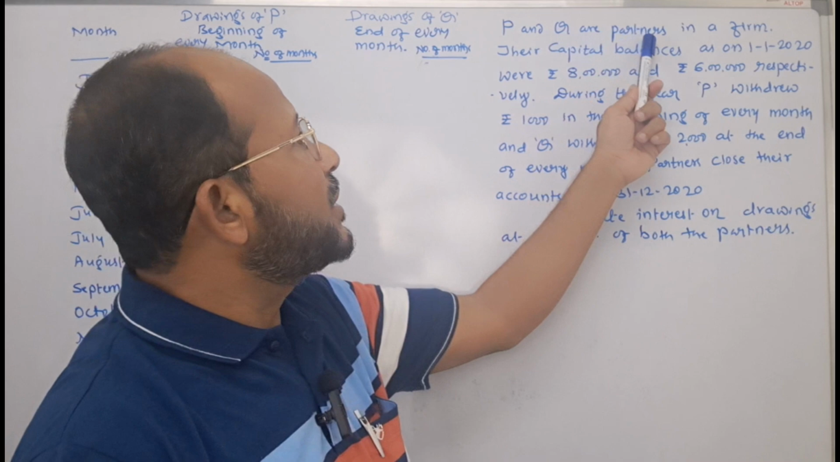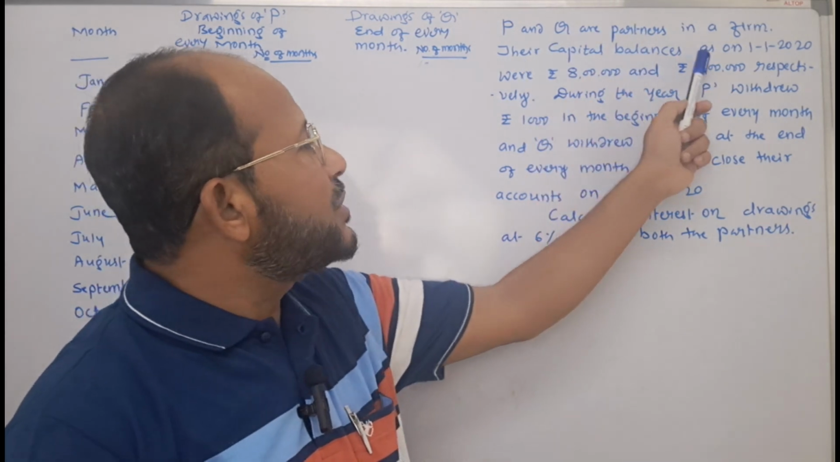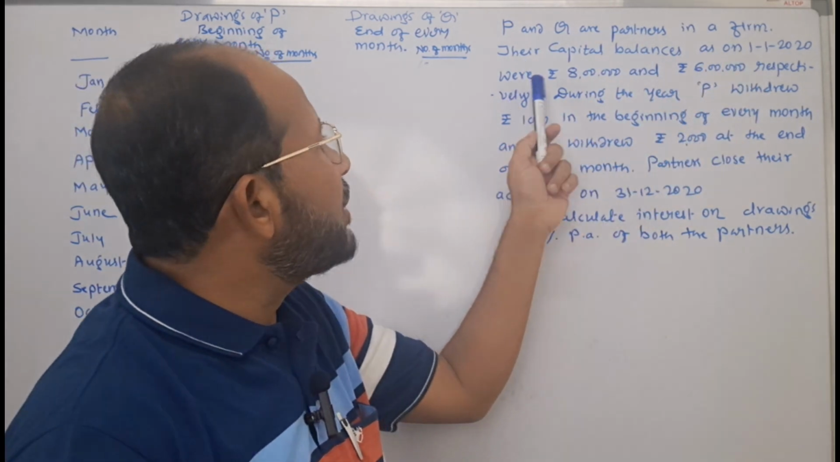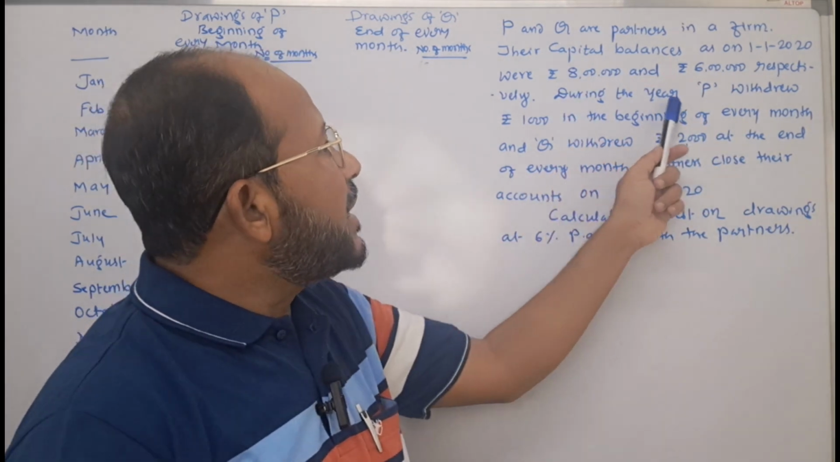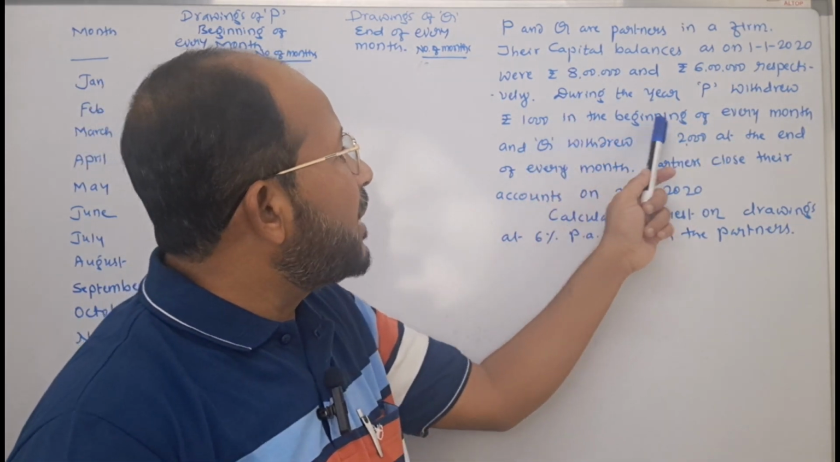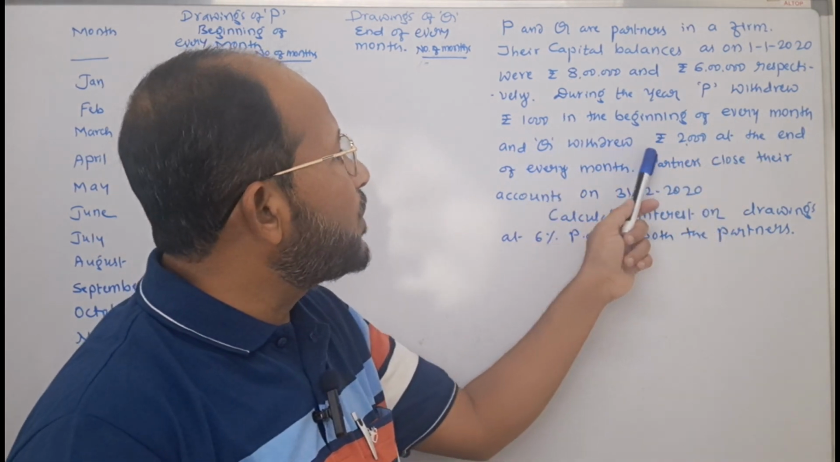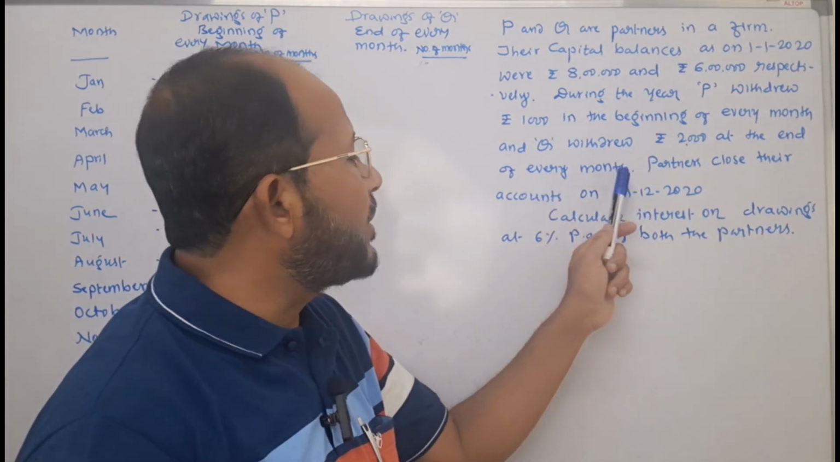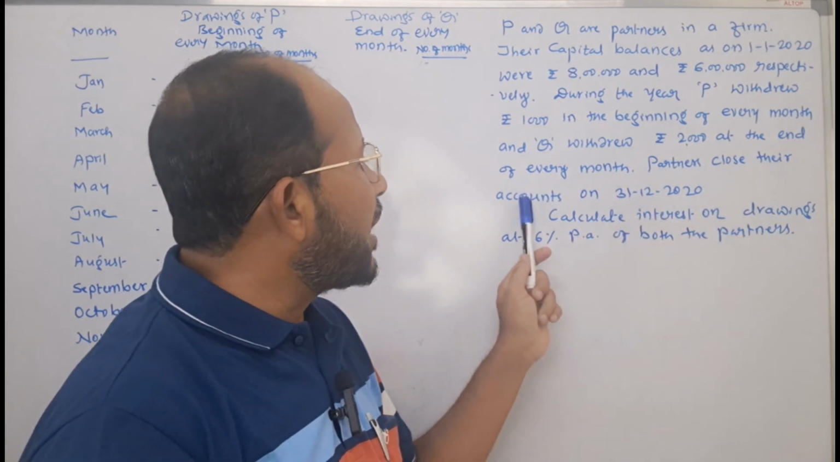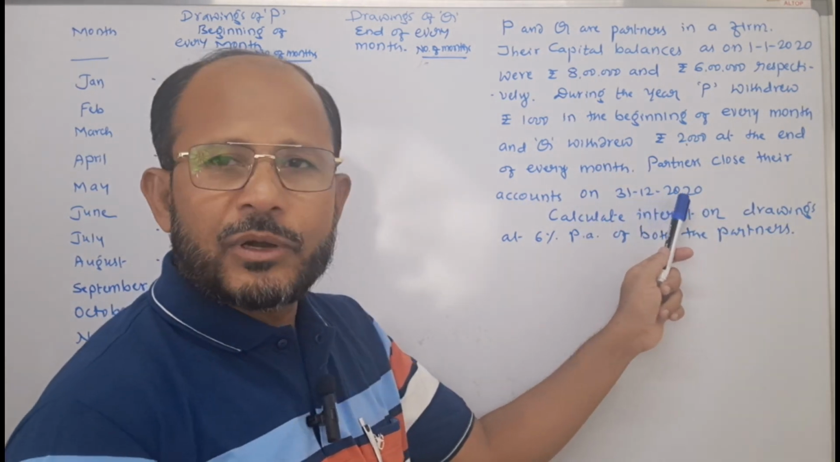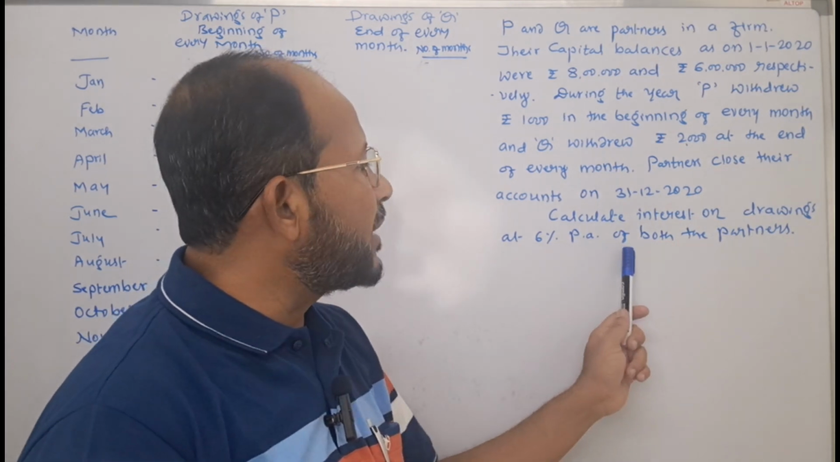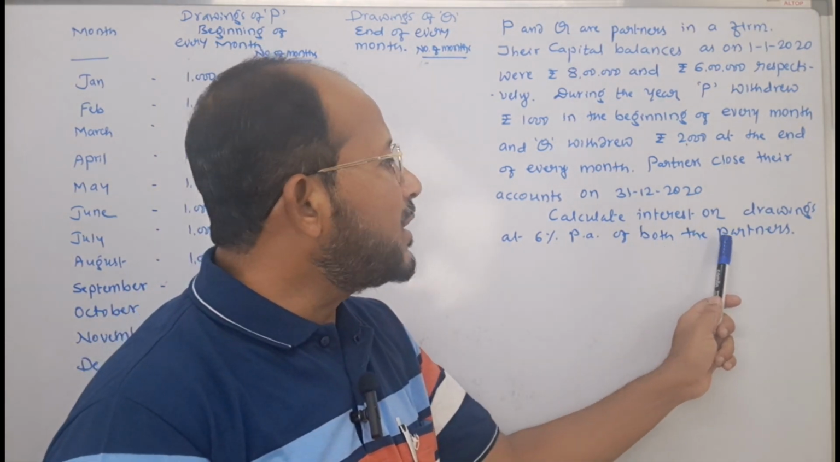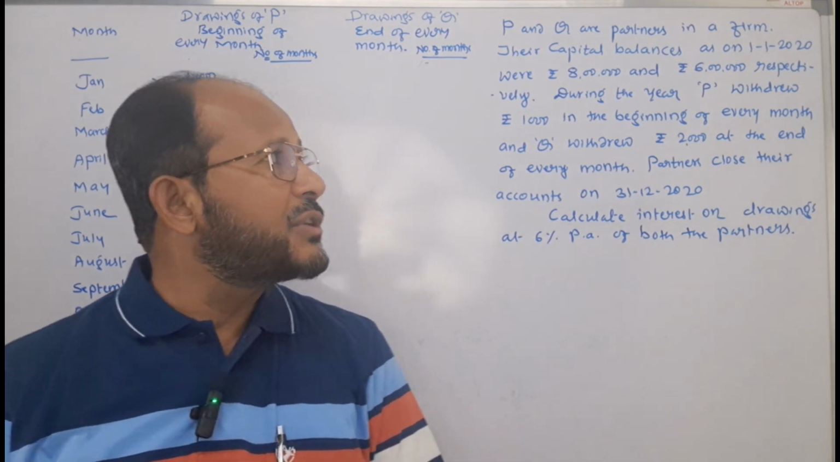P and Q are partners in a firm. Their capital balances as on 1st January 2020 were rupees 8 lakhs and rupees 6 lakhs respectively. During the year, P withdrew rupees 1000 in the beginning of every month and Q withdrew rupees 2000 at the end of every month. Partners closed their accounts on 31st December 2020. Calculate interest on drawings at 6% per annum of both the partners. This is the problem which is given here.